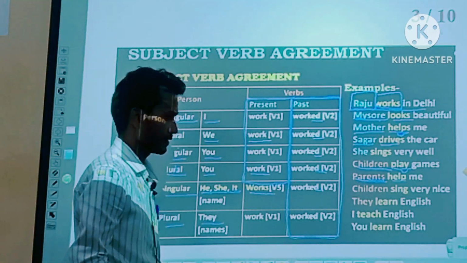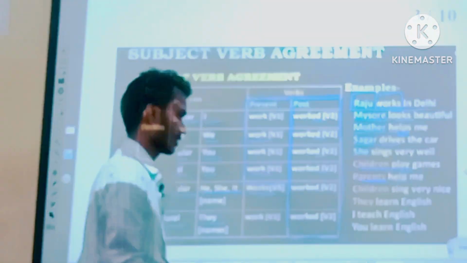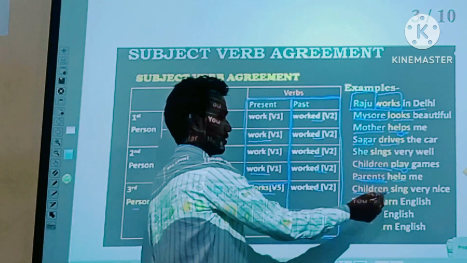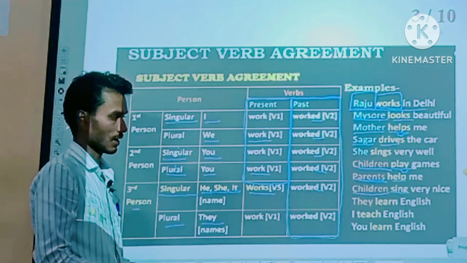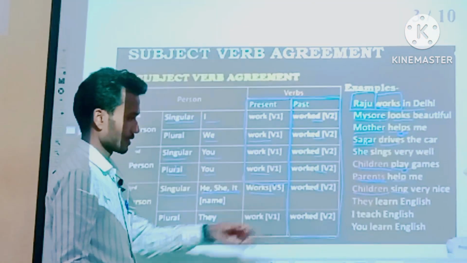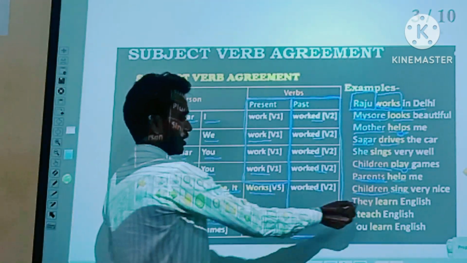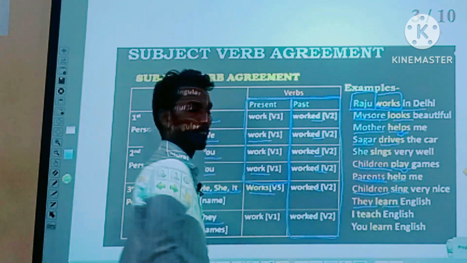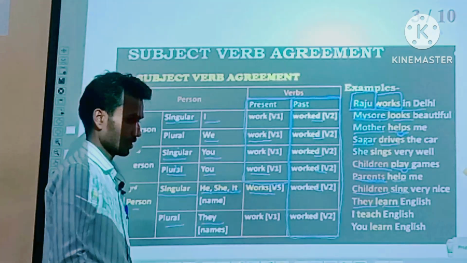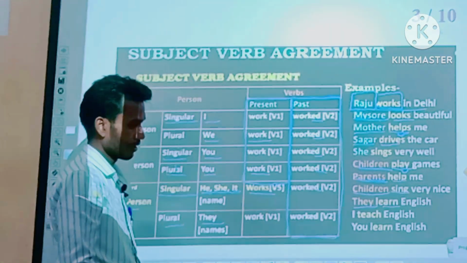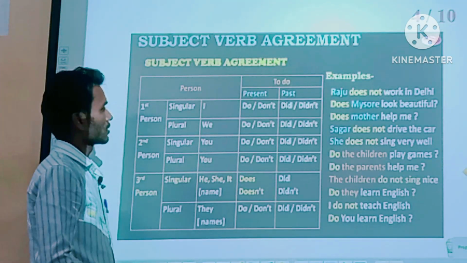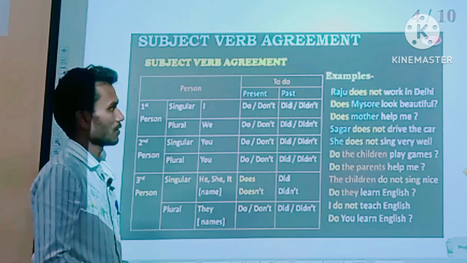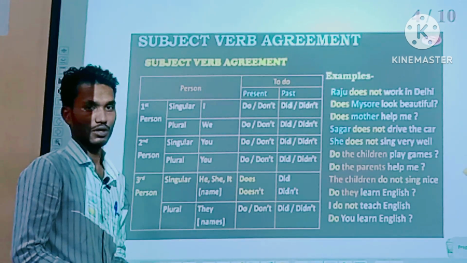Then, children sing very nice. Here children is plural. That's why the verb form should be plural, right? They learn English. They learn. Third person plural, right. So that's why the verb should be plural. I teach English. You learn English. Right. That's it. Now we will look at the do forms, right?